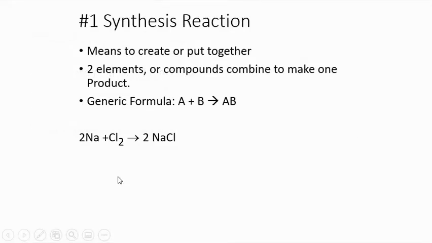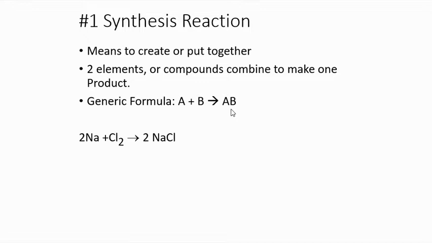So the first type of reaction that we're going to deal with is a synthesis reaction. And when I think about this, I think about synthesis, synthesize, to make. That means we're going to combine components or parts together. Seems kind of simple. In our general formula, we're going to take part A plus part B, and we're going to put them together to make AB.